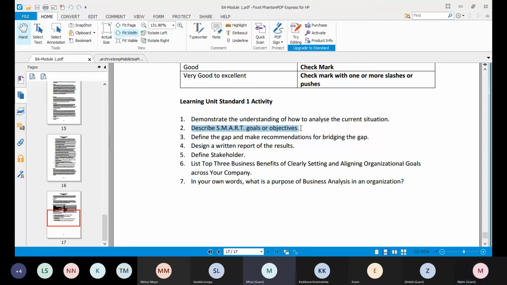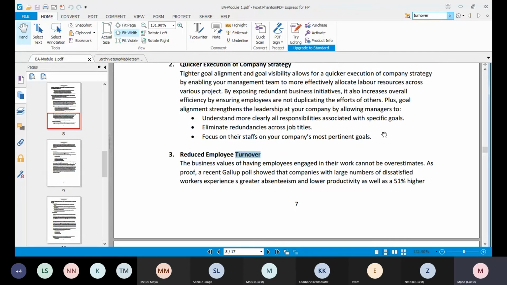And just about the turnover, I thought turnover had to do with how much the company makes, but it turns out it's different according to business analysis. Please elaborate on that. Okay, reduced employee turnover. In this case, it's reduced employee turnover, not the overall company's profit turnover. This turnover has to do with employees quitting their jobs. If you have a lot of employees who don't stay for long in your organization, it refers to that.